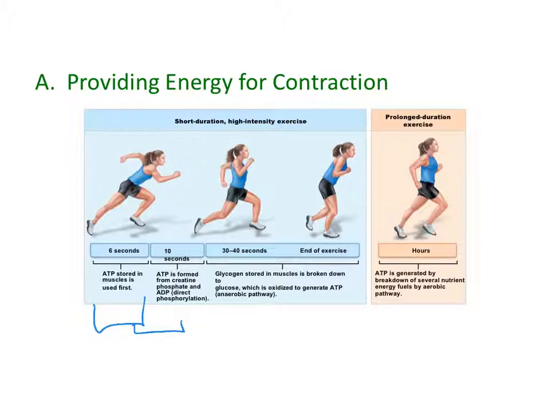The next 30 to 40 seconds, you start breaking down glycogen and glucose to make ATP without oxygen. And if you continue at that intensity, you will then exhaust yourself and end the exercise at roughly a minute. So this will get you once around a track, so a 400-meter dash. If you're going to run longer than that, then you have to be dependent on aerobic respiration, and so ATP is generated using oxygen to break down these large macromolecules and generate ATP.